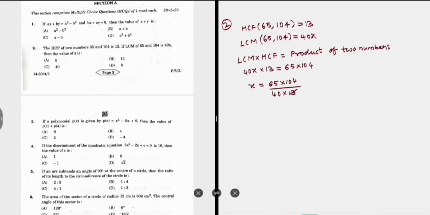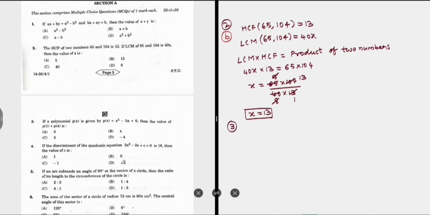Now we can cancel. 13 ones are 13, 13 fives are 65, again 5 ones are 5, 5 eights are 40, again 8 ones are 8, 8 13s are 104. So finally we got x is equal to 13. So x is equal to 13 is the correct answer. x is equal to 13 is option B. Question number 2 is option B. Now let's see question number 3.